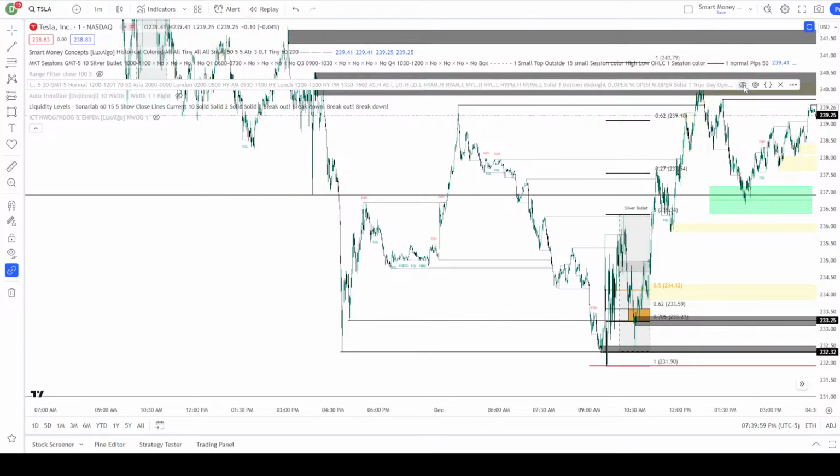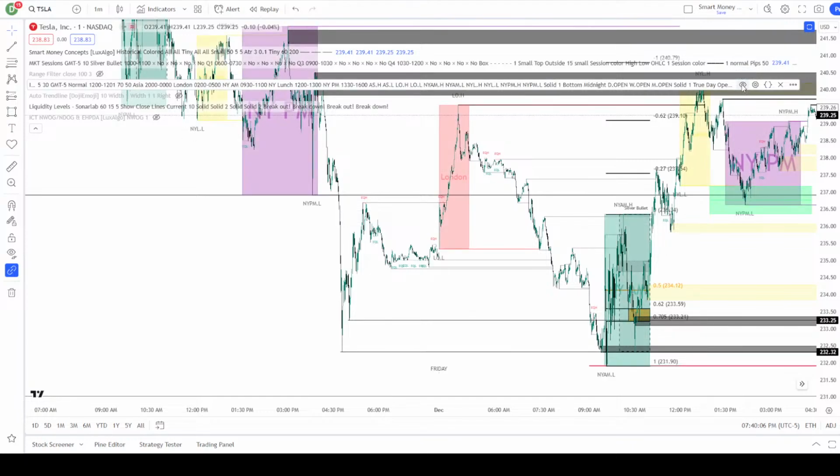Those are my kill zones. That's a smart money concept. You won't see that taught anywhere else any other way. But those kill zones are important to understanding price action during those time frames.